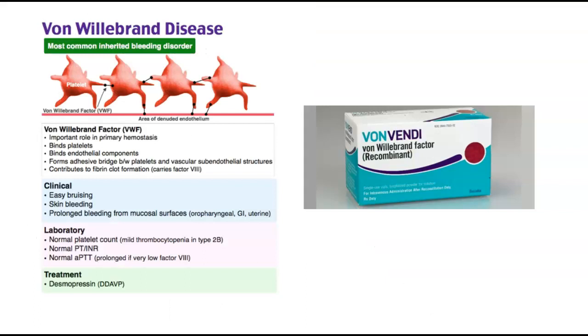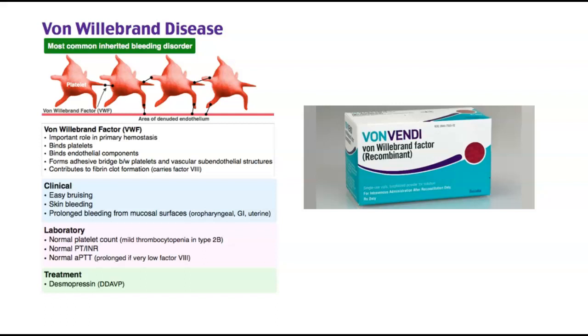So here's von Willebrand. This one is the most common inherited bleeding disorder, and it affects males and females. You'll see this sometimes in ladies, prolonged bleeding with their menses. Their labs will show a normal platelet count, normal PT/INR, and a normal APTT. That's a little bit different because our other diseases had a prolonged APTT, activated partial thromboplastin time.